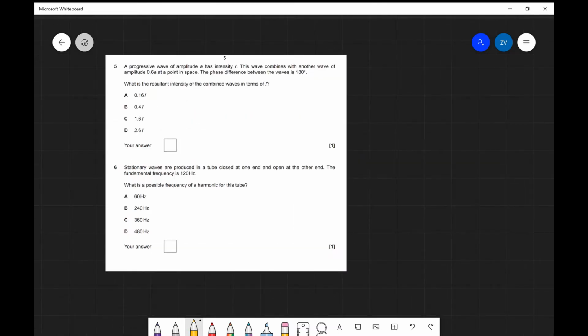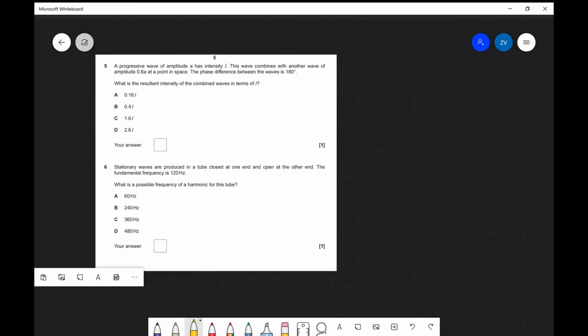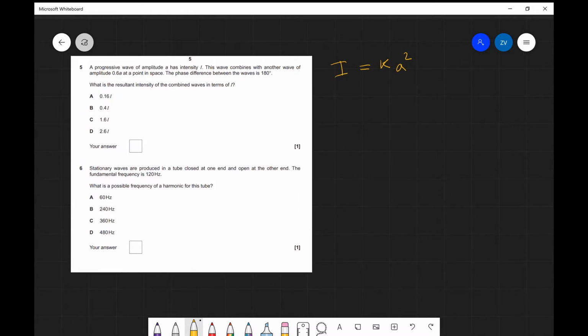Guys, questions 5 and 6. A progressive wave of amplitude A has intensity I. Okay, before even reading the rest of the question, I'm just going to write that intensity is proportional to the amplitude squared. I'm just going to give a symbol to that constant of proportionality. Let's just call it K. The wave combines with another wave of amplitude 0.6 at a point in space. The phase difference between the waves is 180 degrees. What is the resultant intensity of the combined waves in terms of I?